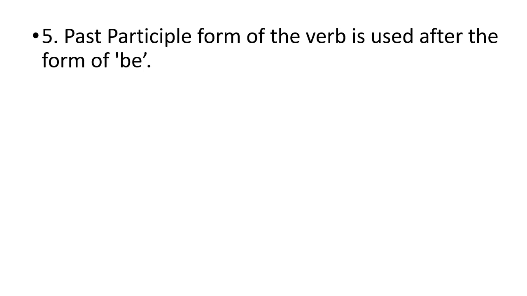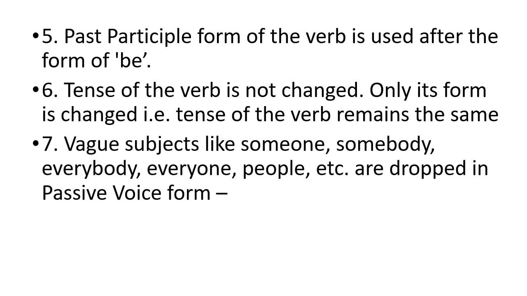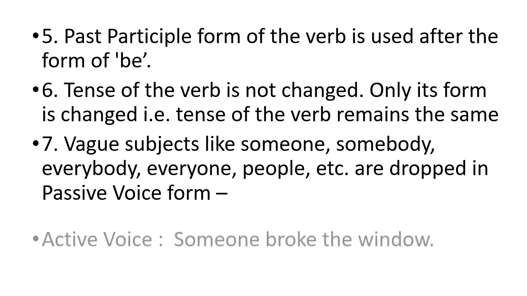Number 5th rule. Past participle form of the verb is used under the form of be. Tense of the verb is not changed, only its form is changed. That is, tense of the verb remains the same. Vague subjects like someone, somebody, everybody, everyone, people, etc. are dropped in passive voice form. It means we do not write such words like someone, somebody, everybody, everyone, people.